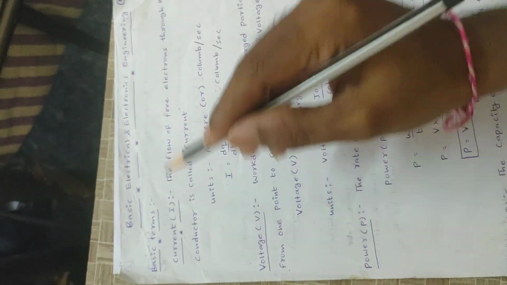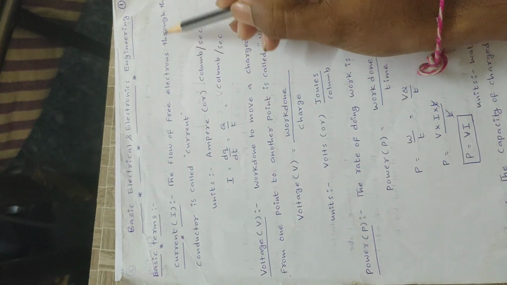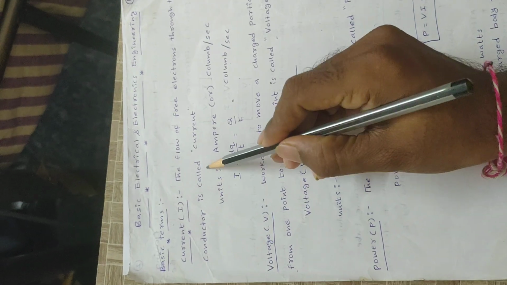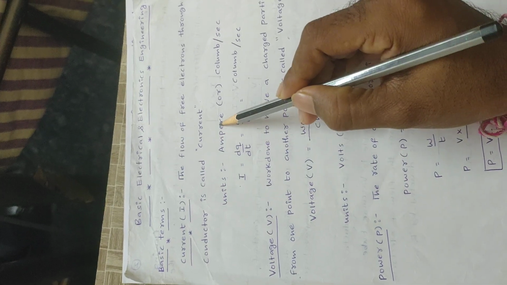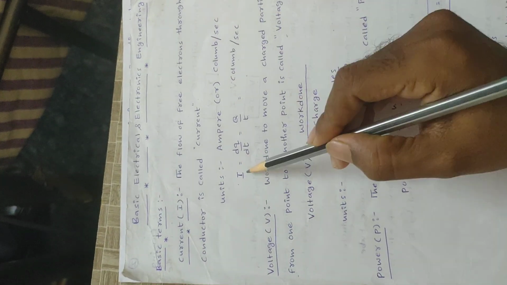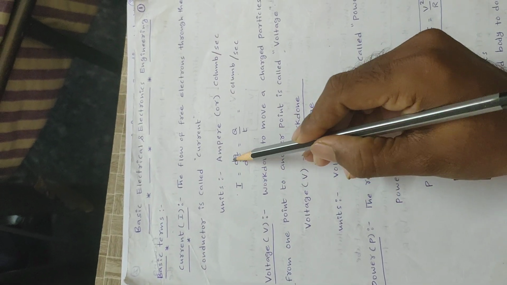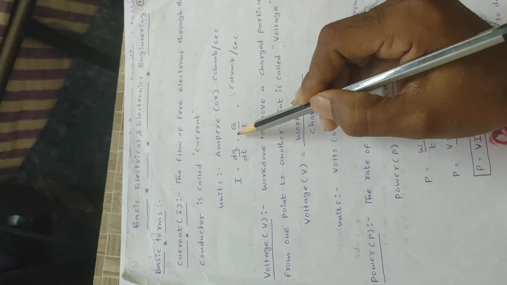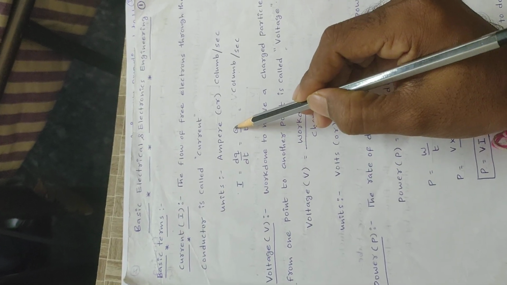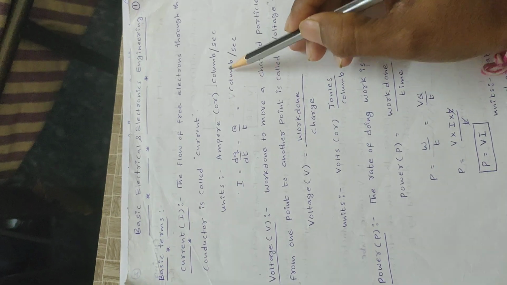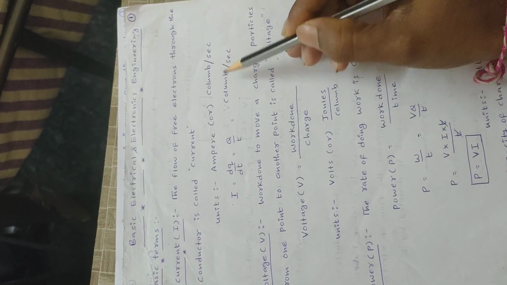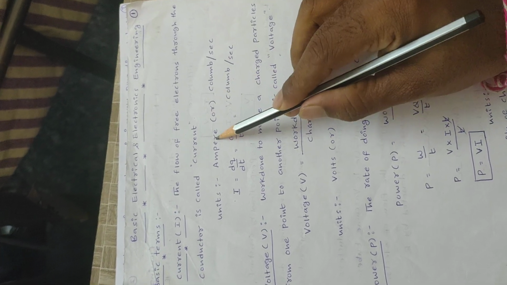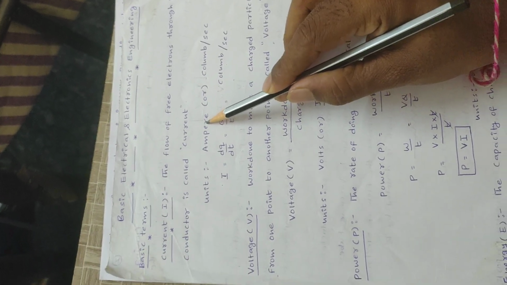Current I is nothing but the flow of free electrons through a conductor. The units for current will be amperes or coulomb per second. Here we already know that current I is equal to dq by dt, that is equal to q by t. Units for charge will be coulombs and units for time will be seconds. Then the units for current will be coulomb per second or ampere. That is about current.